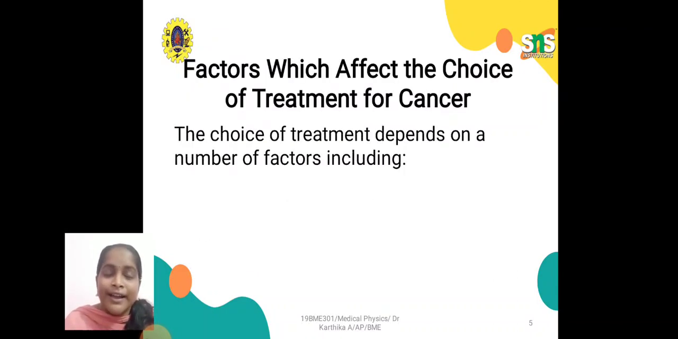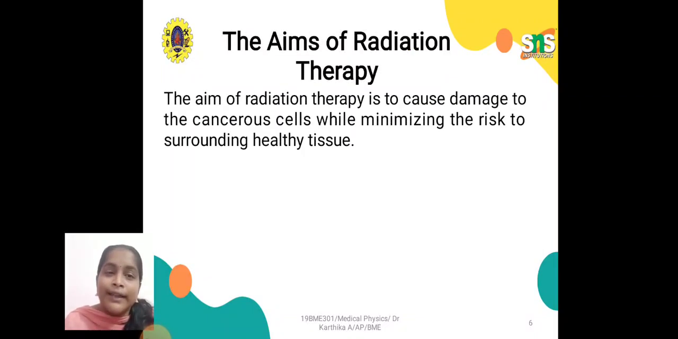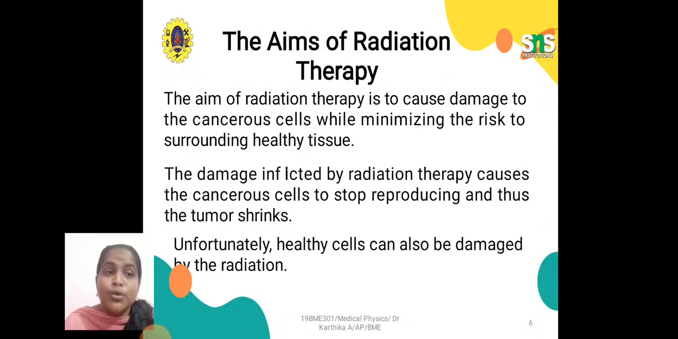The factors which affect the choice of treatment for cancer are the size of the tumor and the position of the tumor. The main aim of radiation therapy is to cause damage to the cancerous cells while minimizing the risk to surrounding healthy tissue. The damage caused by radiation therapy makes the cancerous cells stop reproducing, and thus the tumor shrinks. Unfortunately, healthy cells can also be damaged by the radiation. So, we have to maintain proper planning for treatment using ionizing radiation.